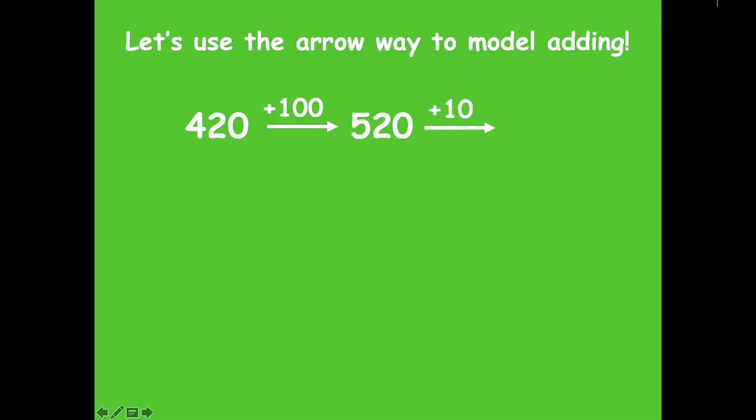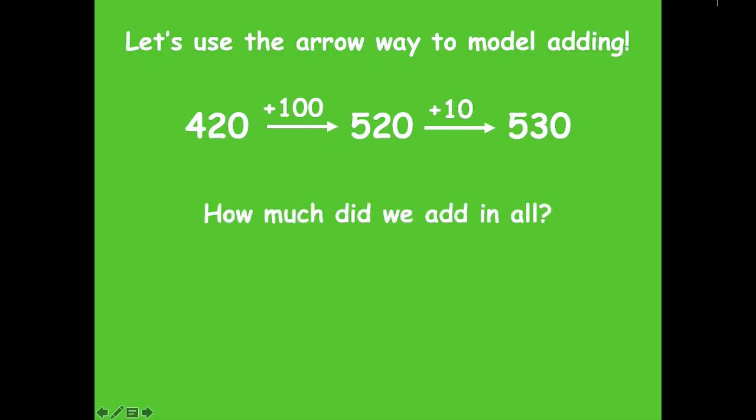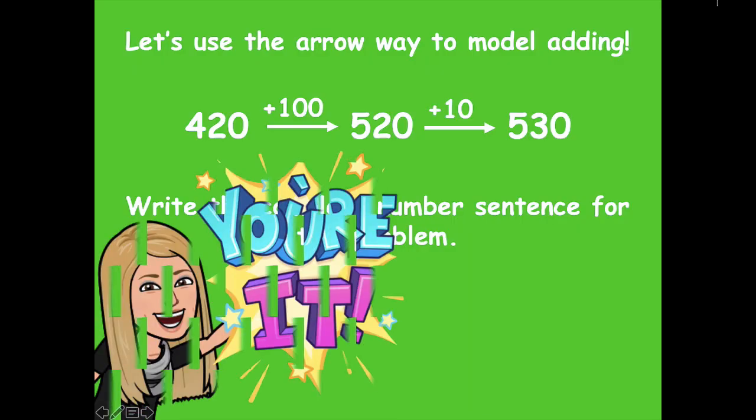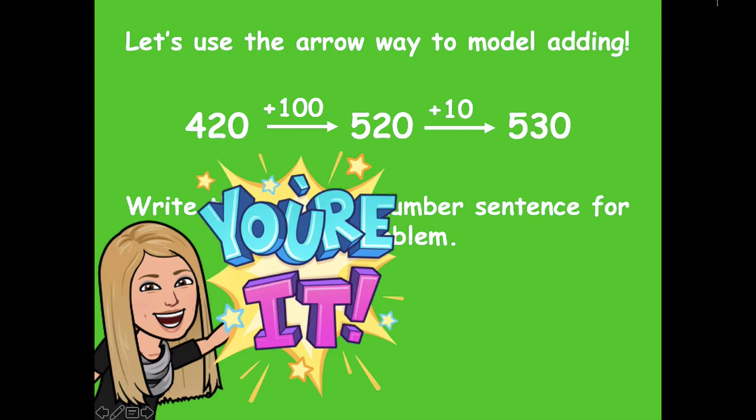So friends, 420 plus 100 is what? 520. Okay, plus 10. 530. Awesome. So how much did we add in all? Well, the way you can figure that out is by looking at what we added on top in our arrow way. So friends, how much did we add in all? Yeah, 110. Write the complete number sentence for this problem. So we started with 420. We added 110, and our sum was 530. So go ahead and write your number sentence for this problem. So pause the video, write it, and click play when you're ready to go over it together.